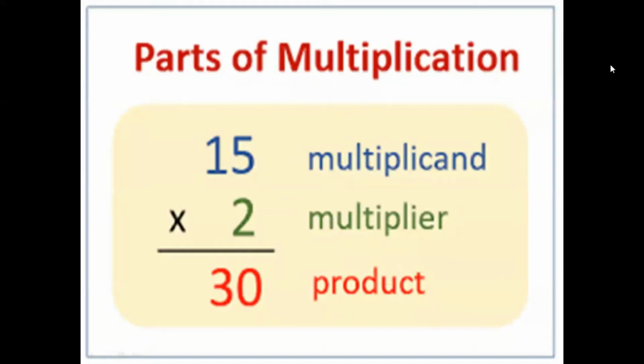Parts of multiplication. See here, 15 is the multiplicand. We are multiplying with 2, that is called the multiplier. The product is 15 into 2, how much? 30. That is called the product. Product means the answer, what we are getting from the multiplicand and the multiplier.